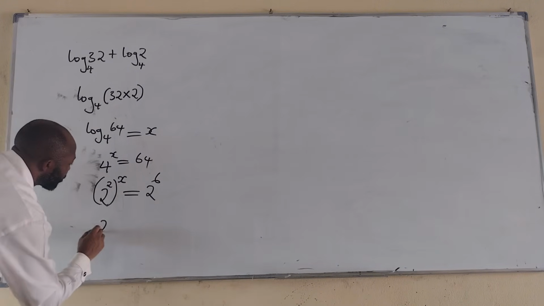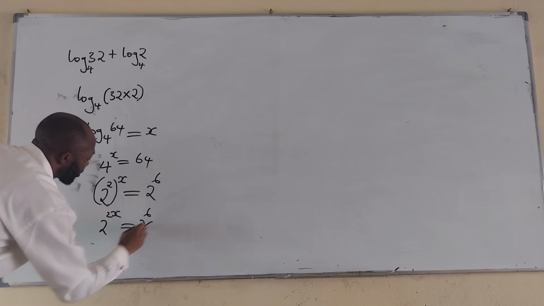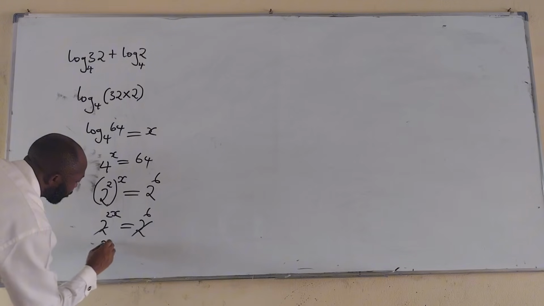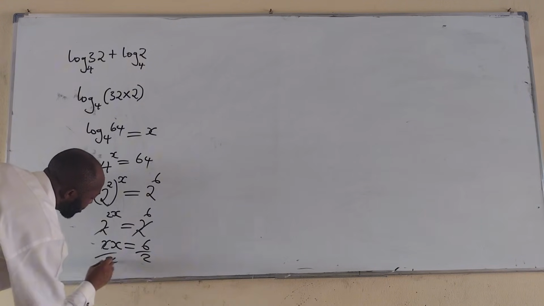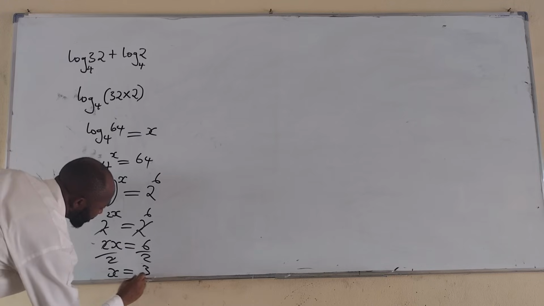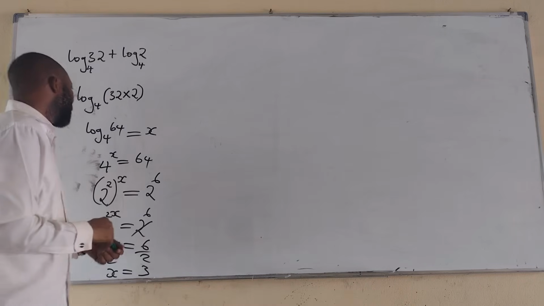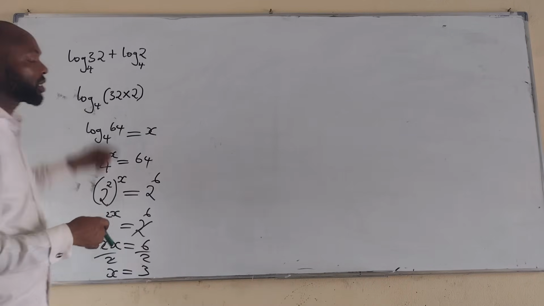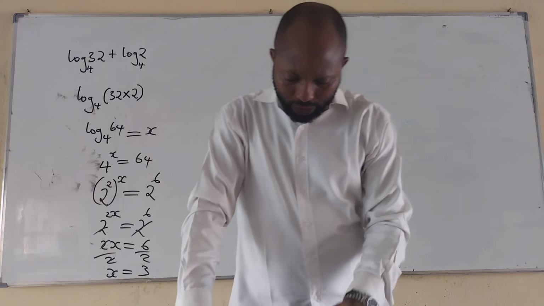So this is 2 raised to the power 2x is equal to 2 raised to the power 6. So when I cancel this, I have 2x is equal to 6, divided by 2. So my x is equal to 3. So 4 can be raised 3 times to give us 64. Let's take another one.